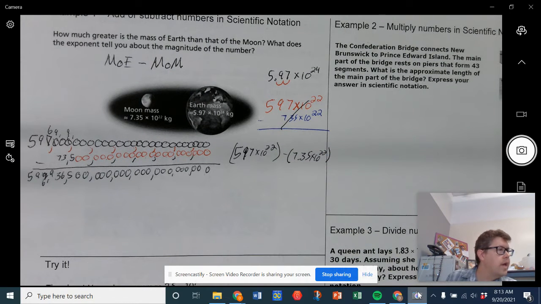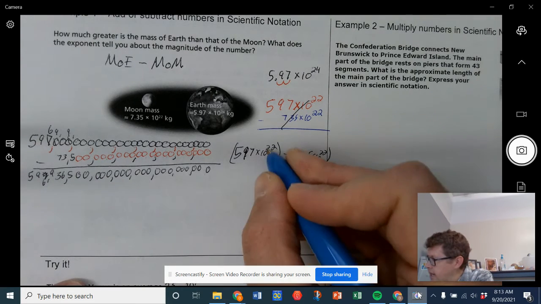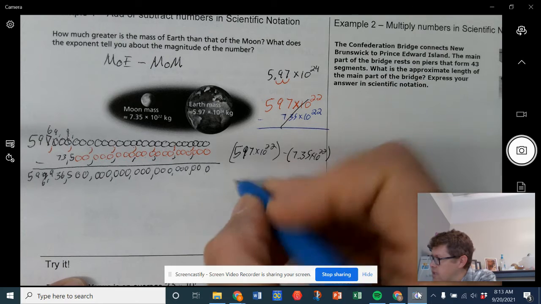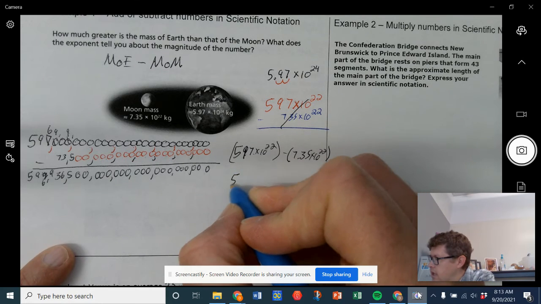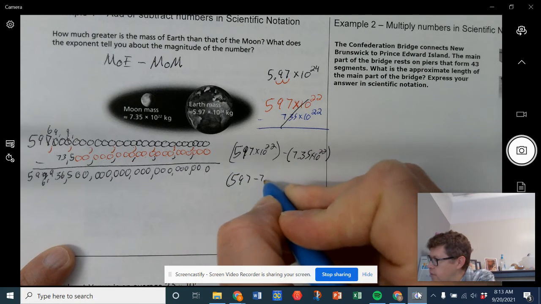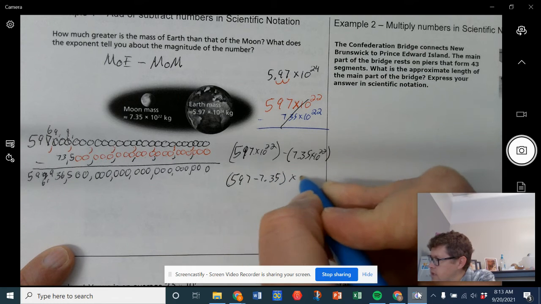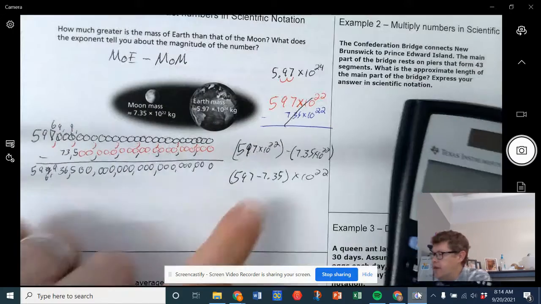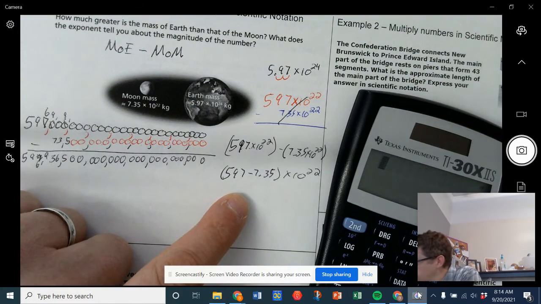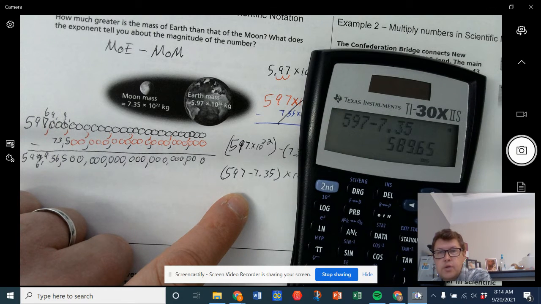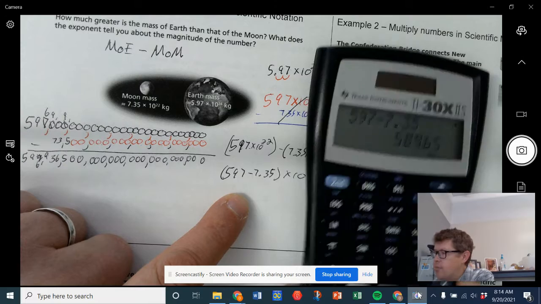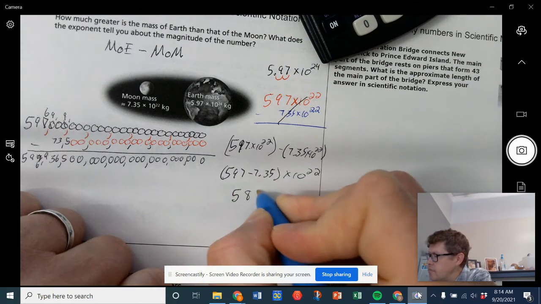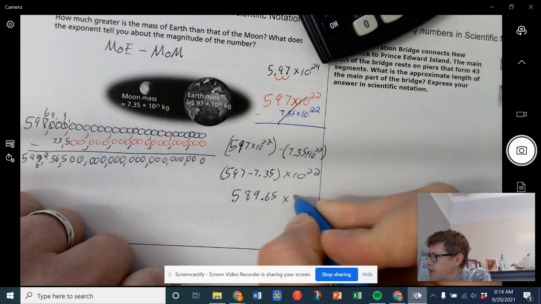And we can adjust it a little bit because we can take that 10 to the 22nd out, right? Because you're multiplying both of them by that 10 to the 22nd. So then you can go 597 minus 7.35 and then times 10 to the 22nd. That way we don't cancel those out. Okay, so then we'll just use a calculator for that. 597 minus 7.35 gets us to 589.65 times 10 to the 22nd.